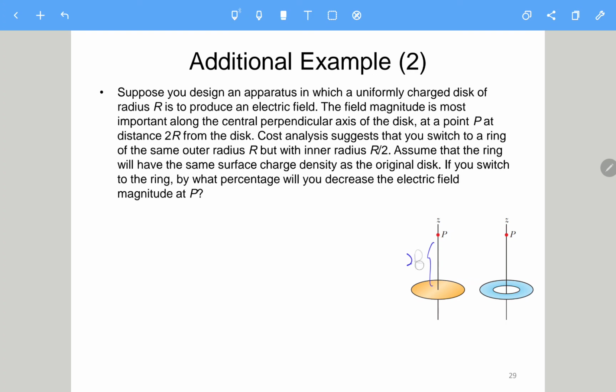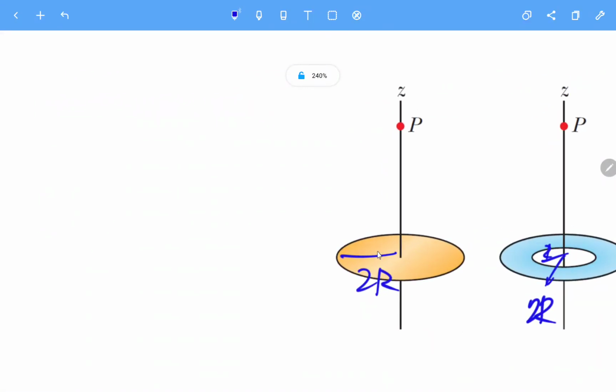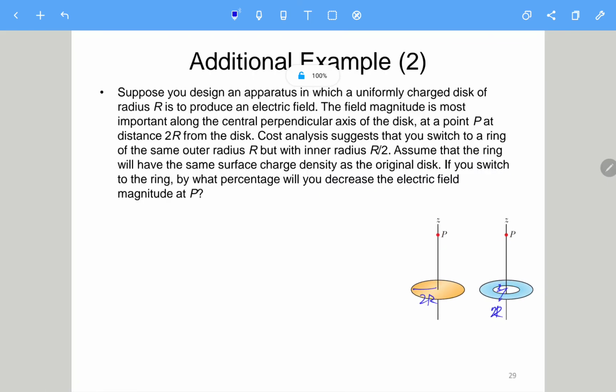I think this one is 2r. This one is 2r. And then here, this one is r. This one is still 2r. So 2r for the whole disk, and then now try to remove the inner circle with radius r over 2, and actually the whole circle is still 2r. So assume that the ring will have the same surface charge density as the original disk. If you switch to the ring, by what percentage will you decrease the electric field magnitude at P?